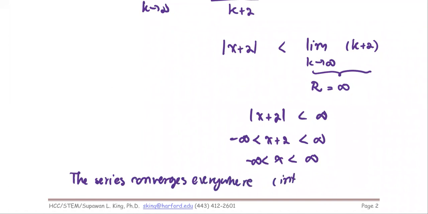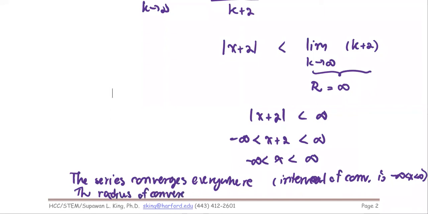Or the interval of convergence is negative infinity less than x less than positive infinity. And the radius of convergence is r equals infinity.